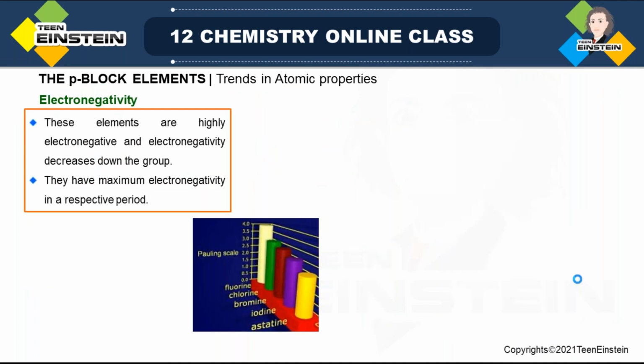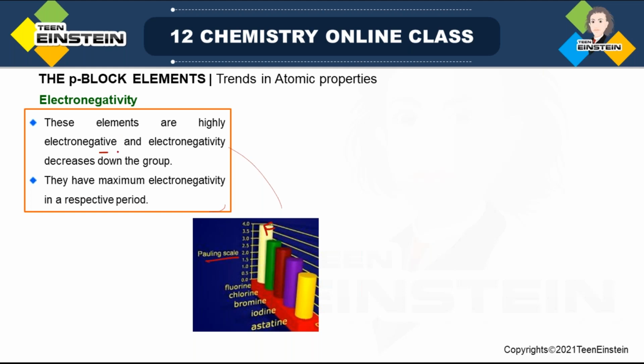Third atomic property, electronegativity. We have taken the Pauling scale values of electronegativity, because there are different scales for electronegativity. Mostly we take the Pauling scale, which we have taken here on the Y-axis, and on the X-axis all the elements are present. So fluorine is the most electronegative element. Its electronegativity is around 4. And fluorine is not just the most electronegative element in group 17, but also in the whole periodic table.